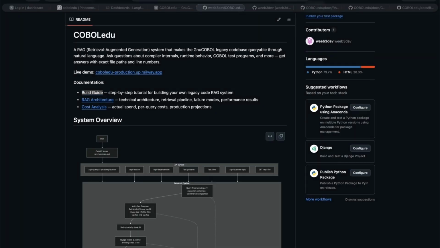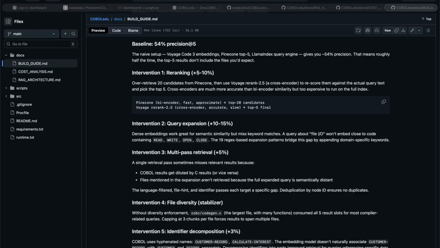COBOLedu is a RAG system that lets you ask natural language questions about the GNU COBOL compiler, a legacy codebase written in C with embedded COBOL test programs. You type a question, it searches roughly 4,000 code chunks, and it returns an answer citing specific files and line numbers. As of Tuesday evening, we had a working MVP deployed on Railway.